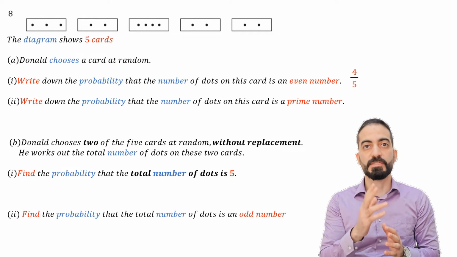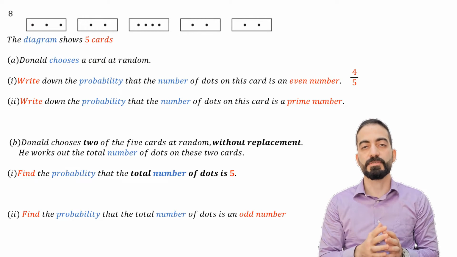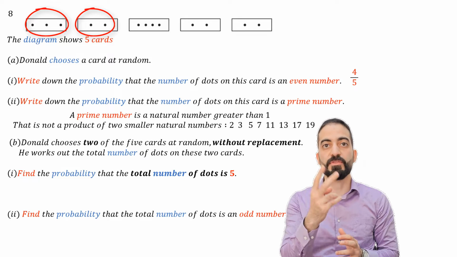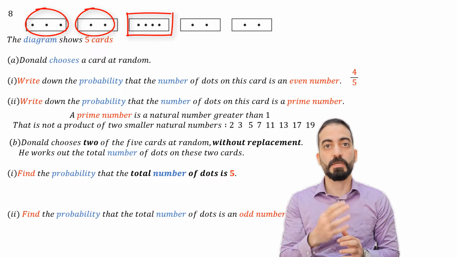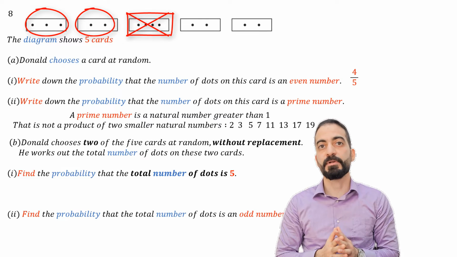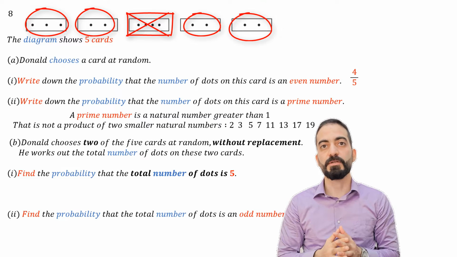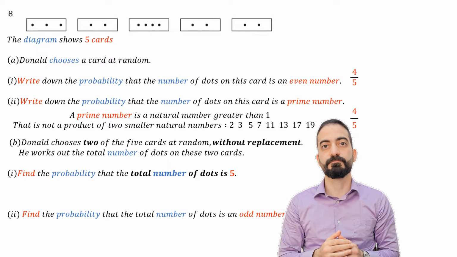We now move to this question. Write down the probability that the number of dots on this card is a prime number. Here we have 3, which is a prime number, and here 2, which is also a prime number, and here we have 4, which is not a prime number, and here we have 2, which is a prime number. So our probability is 4 out of 5.